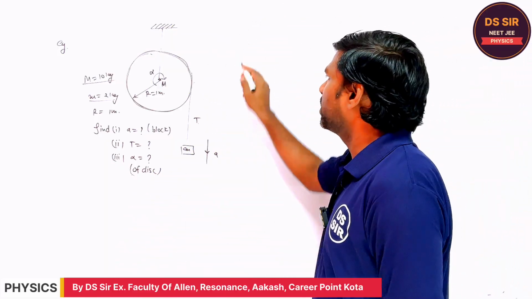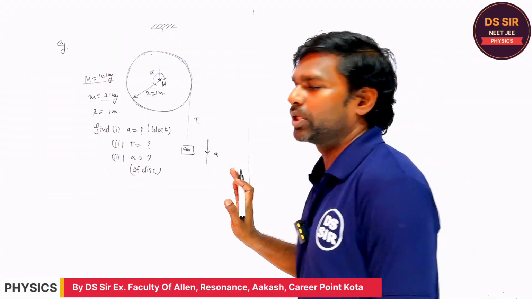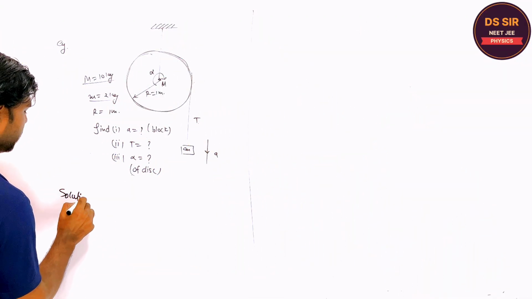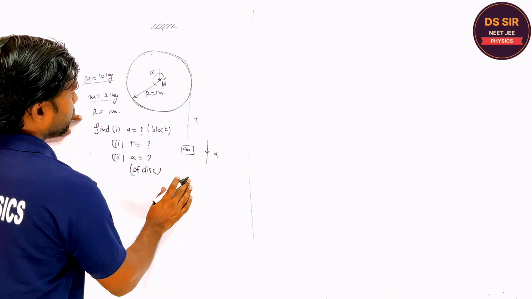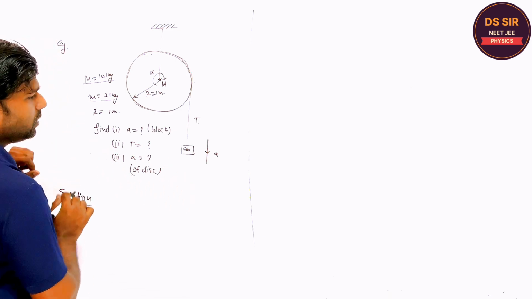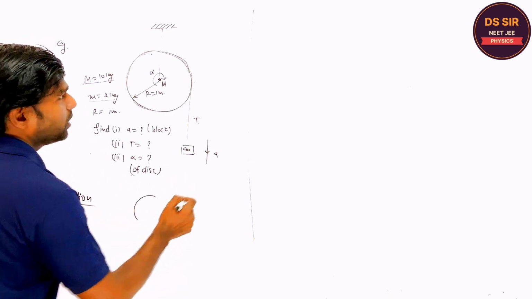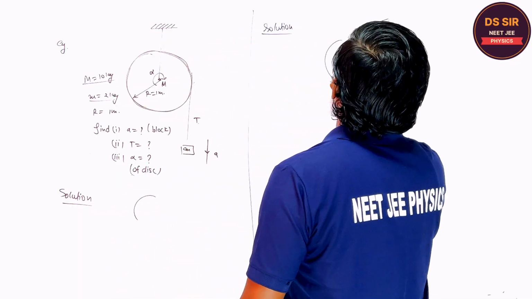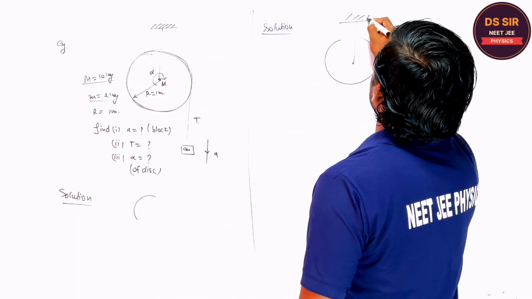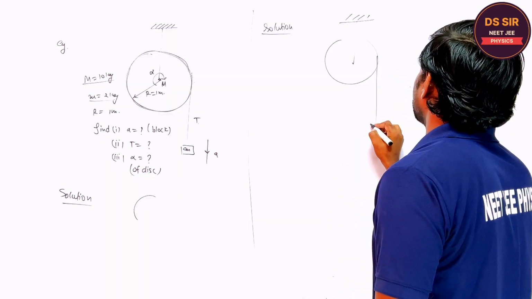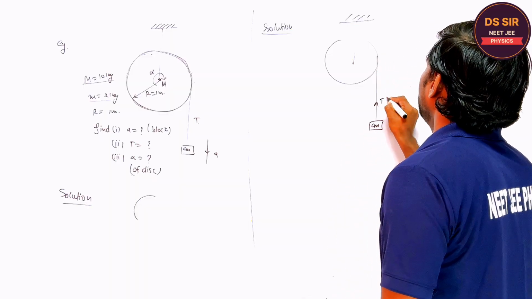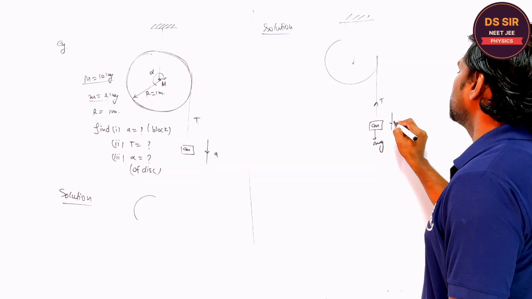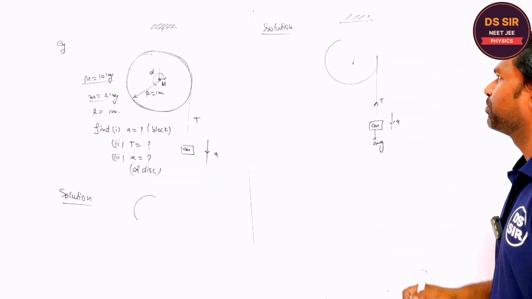This is performing translation motion. This is performing rotation motion. Okay. This is the question. The solution you can make here. A beautiful figure you can make like this. If this is the small m, how many forces will act upon it? T and mg, and it is coming down with the acceleration.